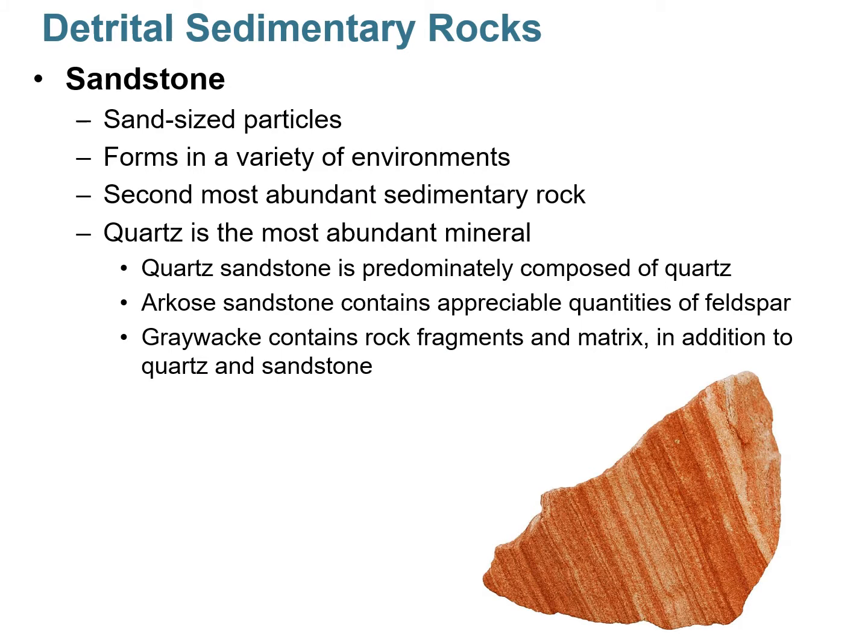So speaking of sandstones, that's a detrital sedimentary rock made up of sand-sized particles. They form in a variety of environments. They can form as river deposits. They can form in deserts or dunes from deserts. And they can form in beach environments or shallow marine environments. This is the second most abundant sedimentary rock.